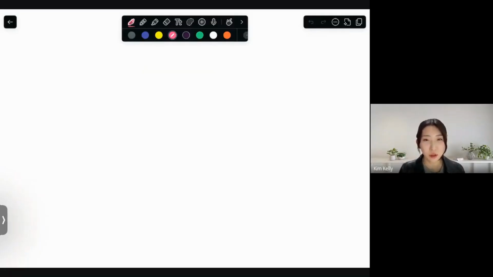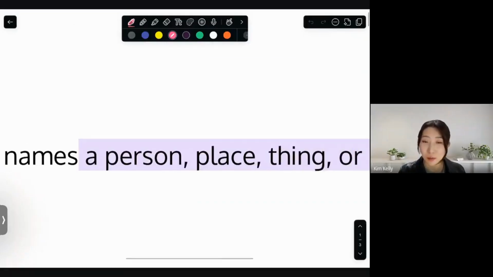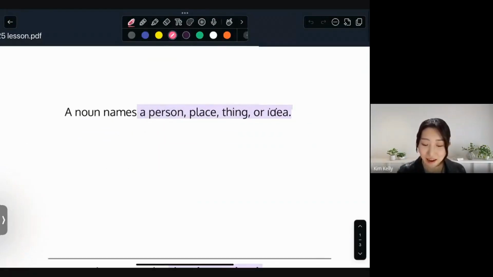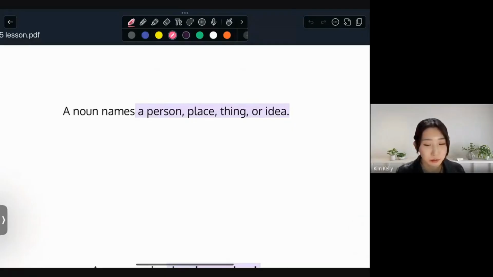Today we're going to start with a very important grammar topic, nouns. A noun is a word for a person, place, thing, or idea. So we're going to look at this paper together. So here, a noun names a person, place, thing, or idea. Nouns are the things we can see in everyday lives.